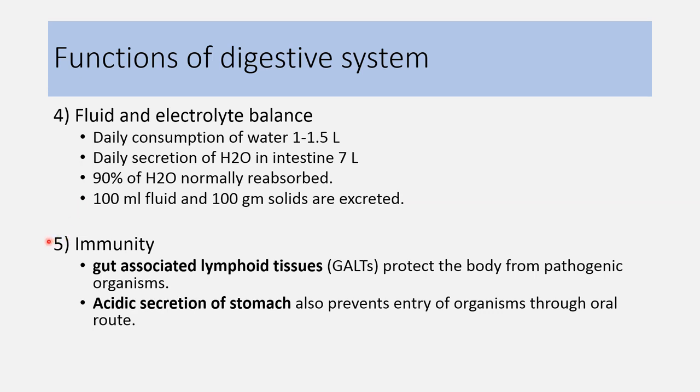The gastrointestinal system is also important for immunity. Various gut associated lymphoid tissues protect the body from pathogenic organisms and prevent their entry inside our body. The acidic secretion of the stomach also prevents the entry of organisms through the oral route.